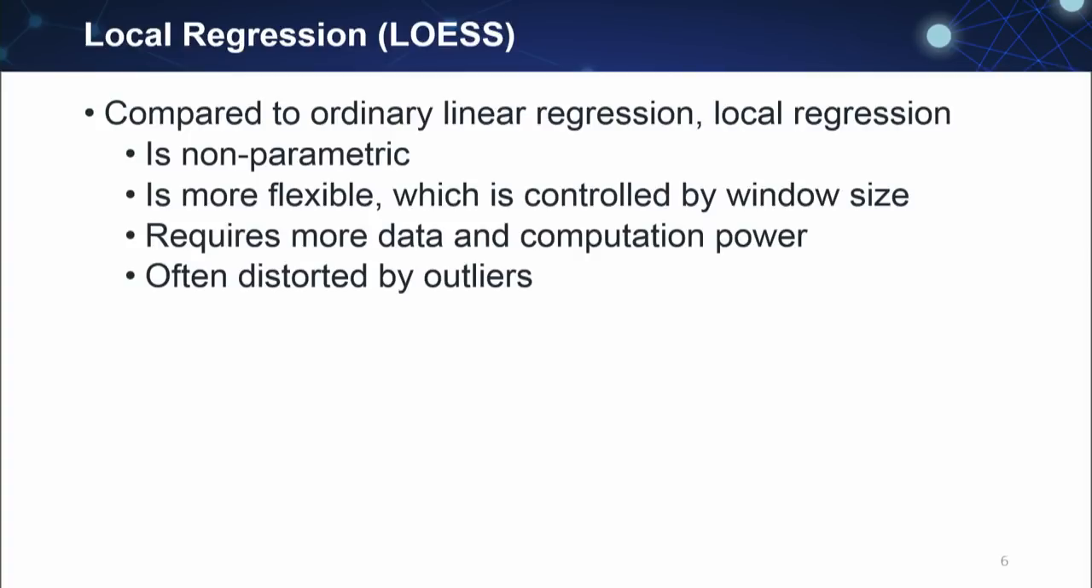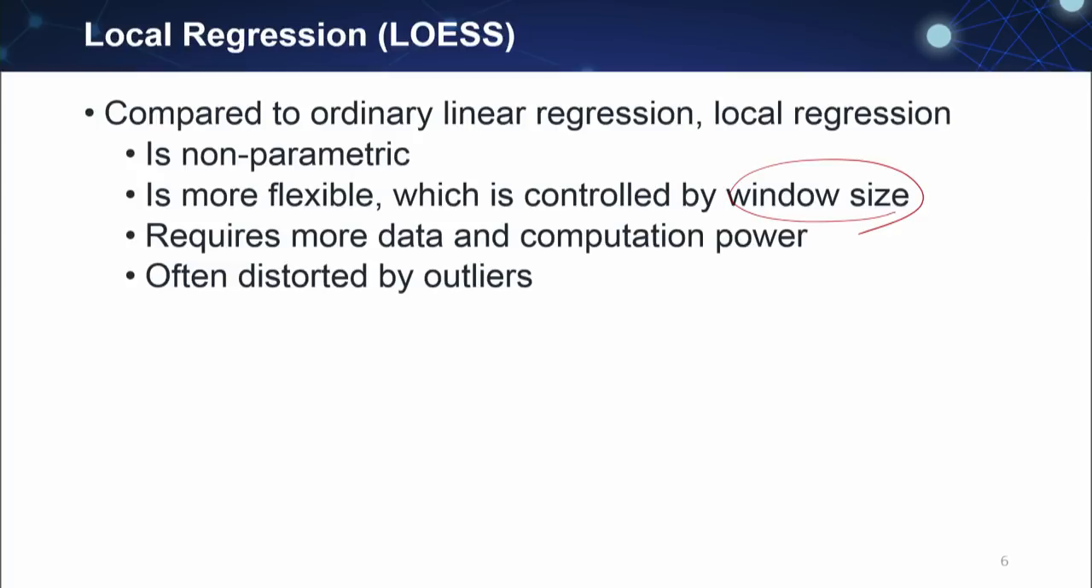Compared to the ordinary linear regression, the local regression is very non-parametric. Even though it locally uses a linear model, overall it doesn't assume anything, while the ordinary linear regression assumes a very strong linearity over all ranges. And definitely, LOESS is much more flexible, and the flexibility is controlled by window size.